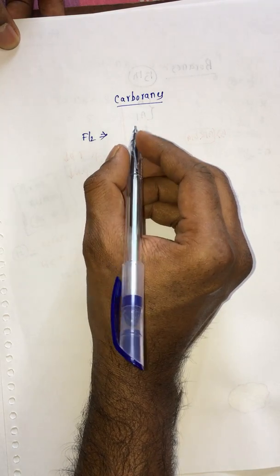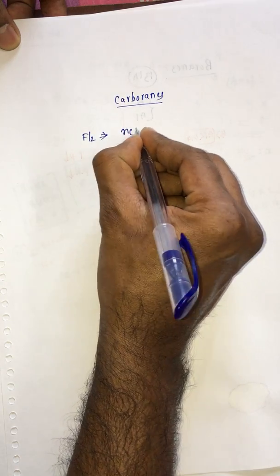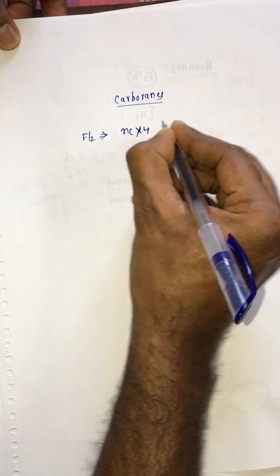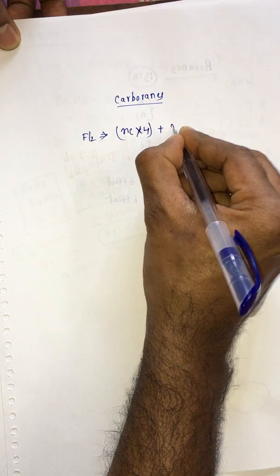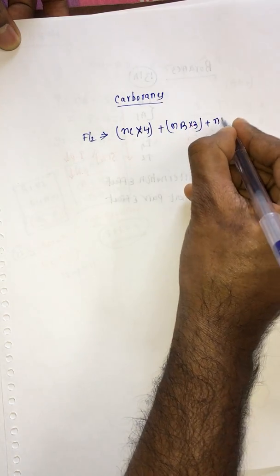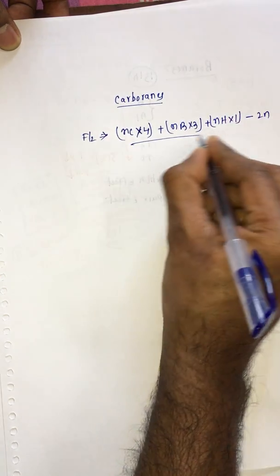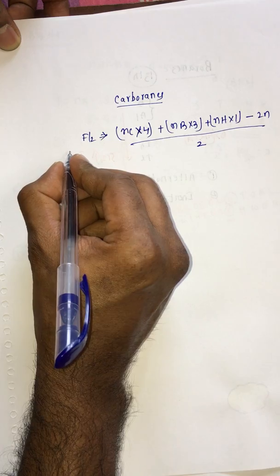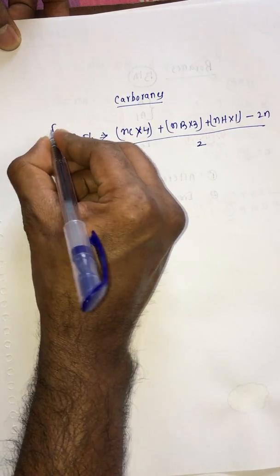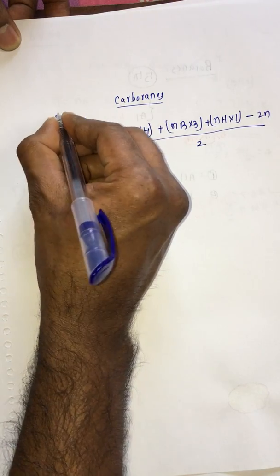That principle is: number of carbons into 4, plus number of borons into 3, plus number of hydrogens into 1, minus 2n, all divided by 2. This is for the framework electron pair, the skeletal electron pairs.